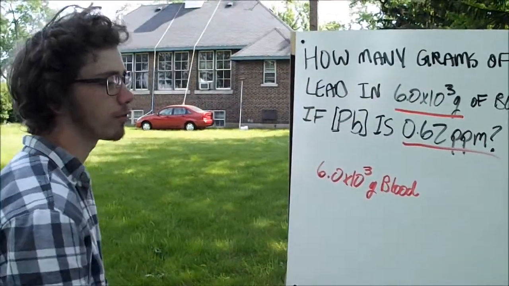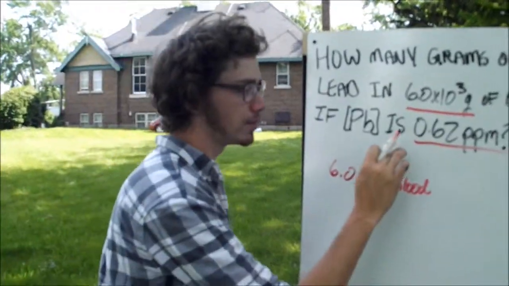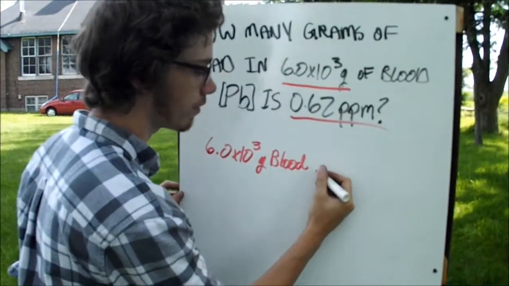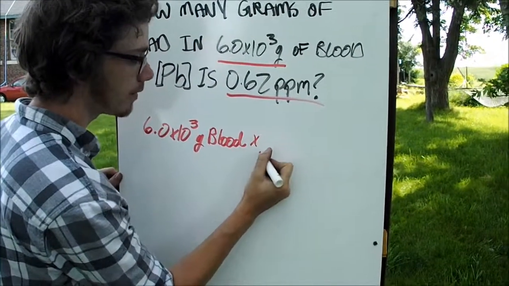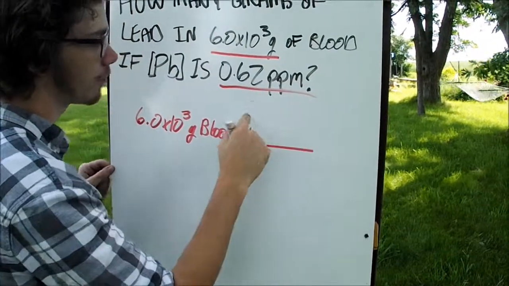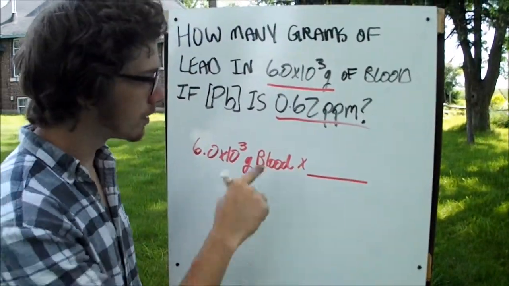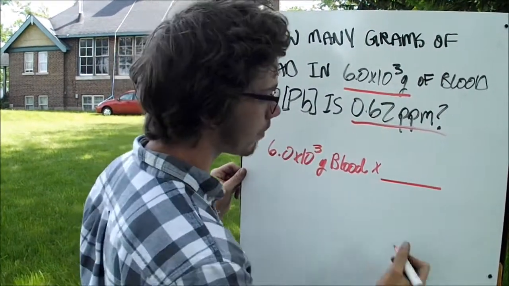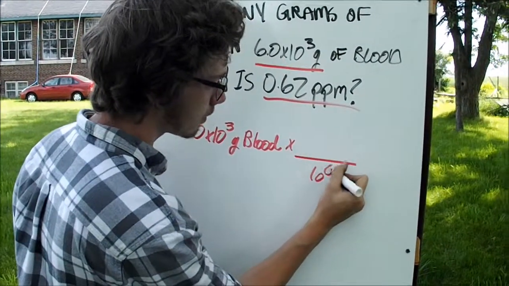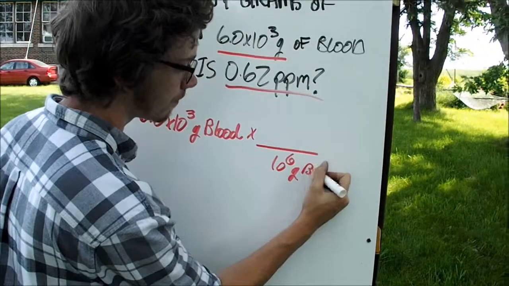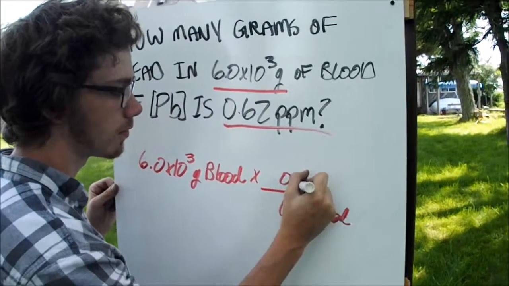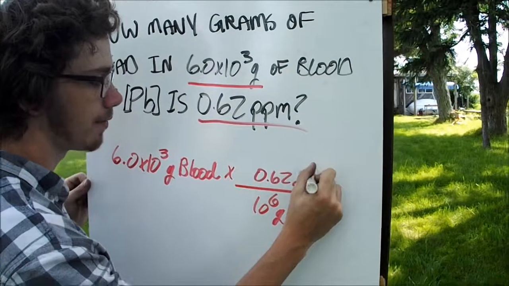So we want to get from grams of blood to grams of lead. And to do that, we'll need a concentration. So I want to turn this concentration into a conversion factor. I want to multiply. So it's parts per million. So for every million grams of blood, there's 0.62 grams of lead. So I want to get grams of blood canceling. So I'm going to put at the bottom a million grams of blood for every 0.62 grams of lead.